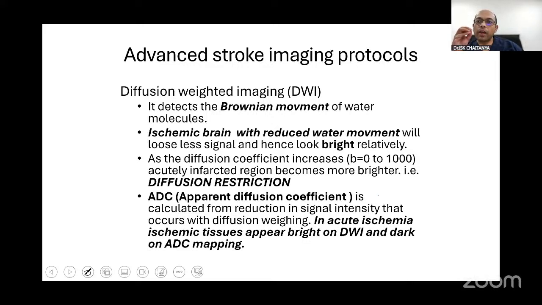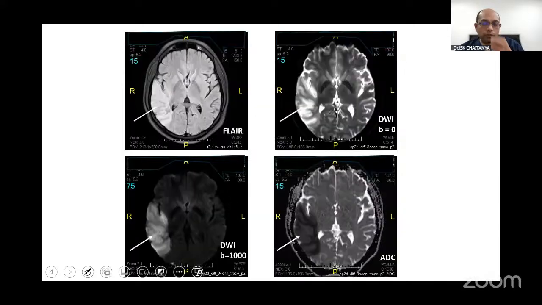When a part of the brain parenchyma is affected by lack of blood supply, what happens? The water movement reduces. This is captured by diffusion weighted imaging. There is a diffusion coefficient which we apply over the T2 image, through which we see how much diffusion of the magnetic rays is being restricted. With that, we see more anoxic or more ischemic tissue appearing brighter on diffusion restriction, or what we call diffusion restriction present. When I show you an image, you'll get a clear understanding.